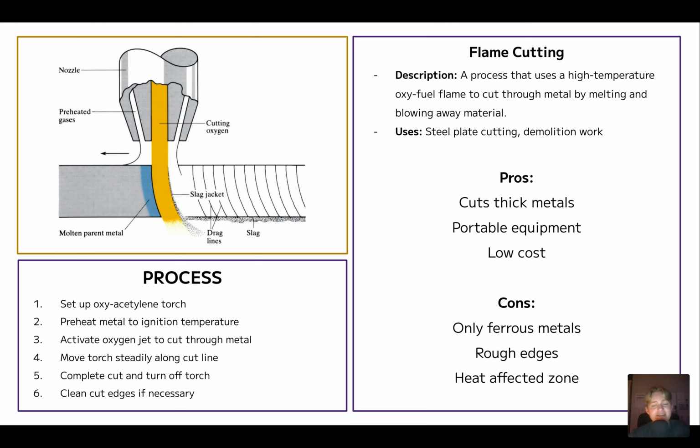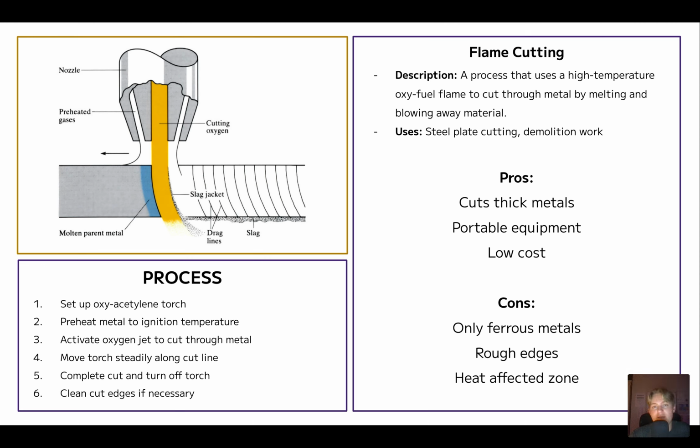The cons of it is that it is only effective on ferrous metals, and it does leave rough edges on materials, which means it's, as I mentioned, more applicable for demolition work and rough steel plate cutting. Because obviously, when you burn something, you're going to create slag on the material, which is a metallic waste product. But also, the cutting will not be completely even on the edge.